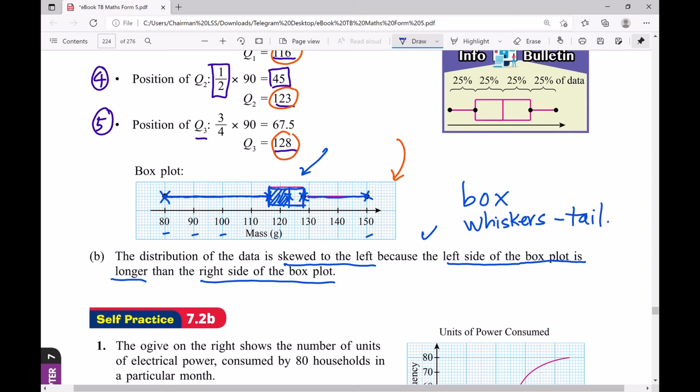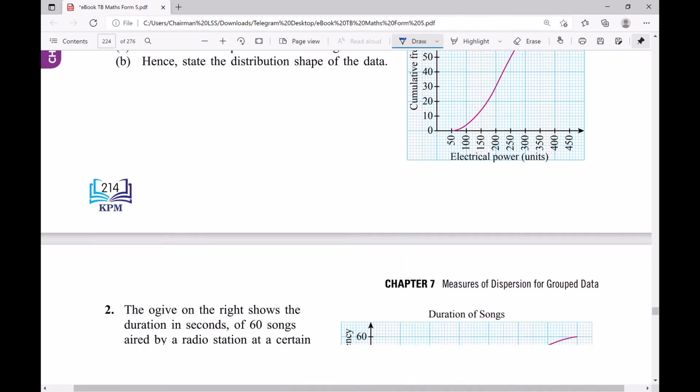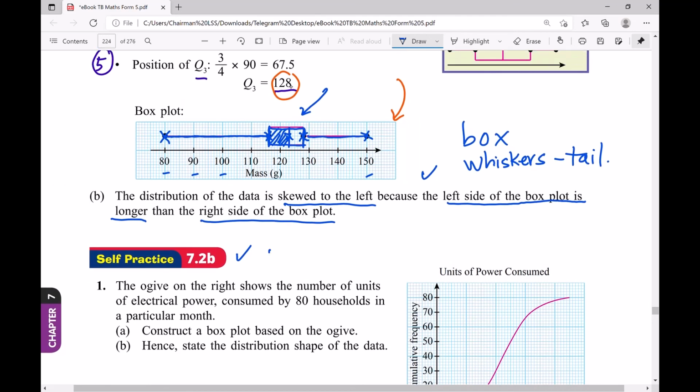Okay, so with this information, with this knowledge, you can do 7.2b, Questions 1 and 2.